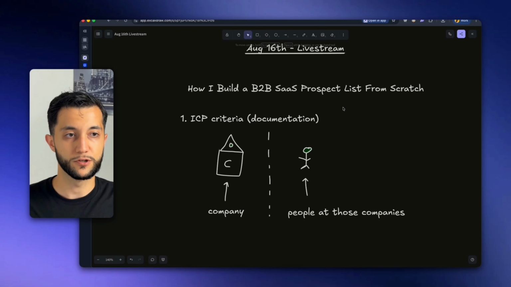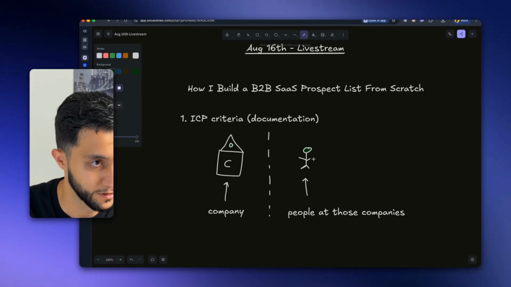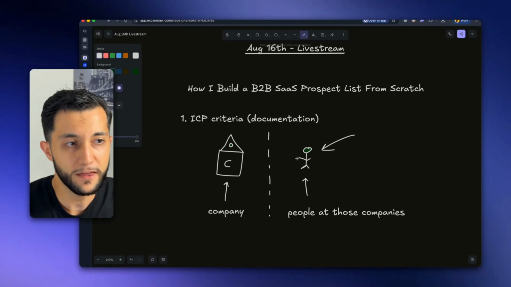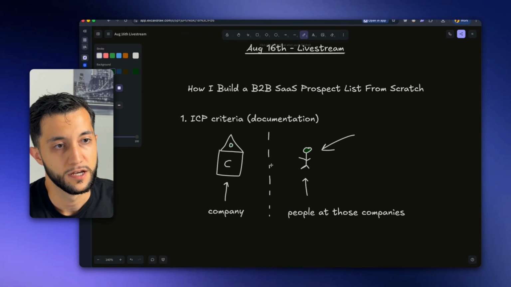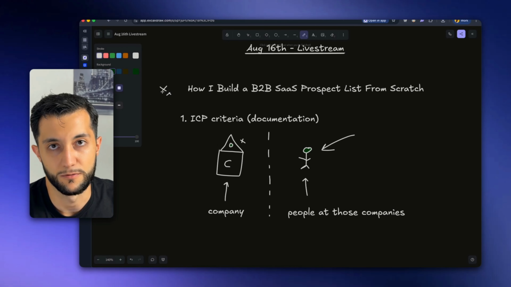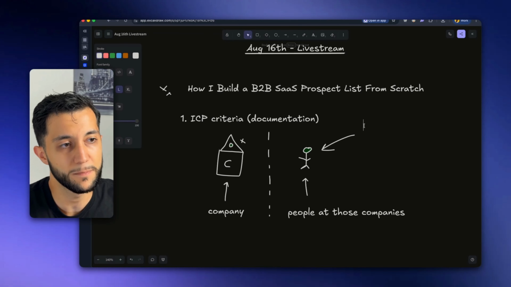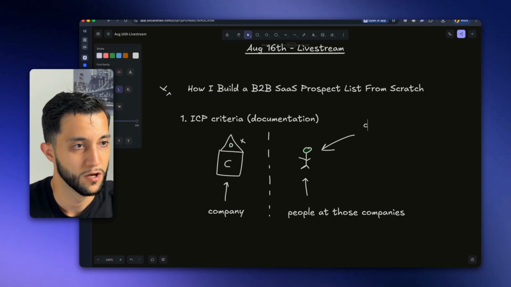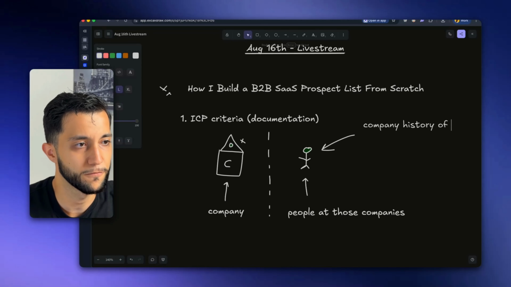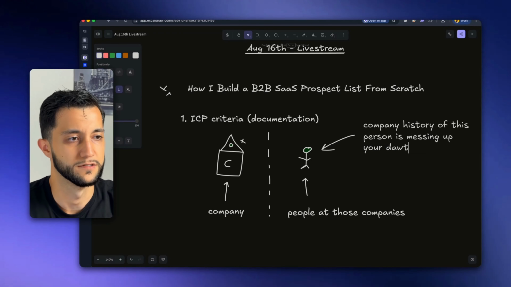And that's usually because filtering on a people level is super hard. And there's a very good reason for it. Because if this person has been in the game for more than a couple of years, they have not only been at this specific company that you're looking for, but maybe at a couple of others as well. And that history in those databases is messing up the accuracy. So the company history of this person is messing up your email lists or your data accuracy.